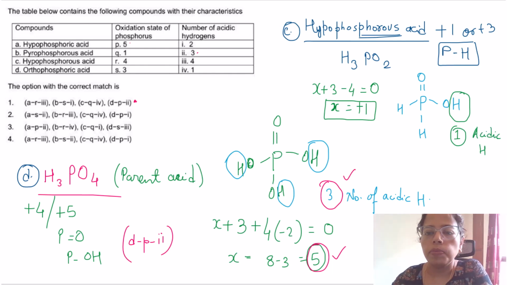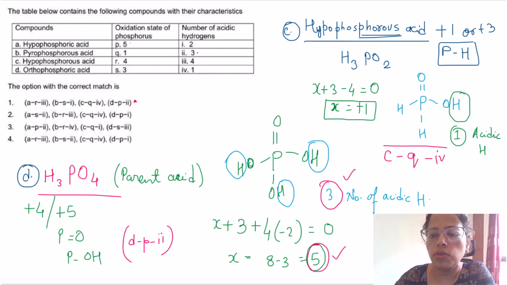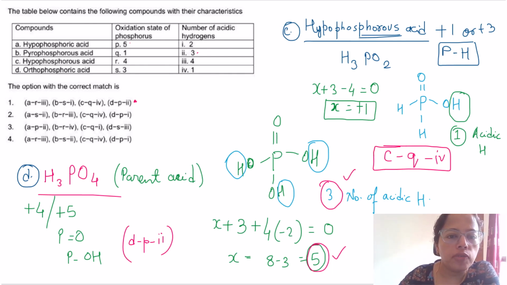So our option C should have oxidation state +1, that is C should correspond to Q, and the number of acidic hydrogens is also 1, so it should correspond to 4. So CQ4 should be the option for C. Now let's see if option 1 has CQ4. Yes, option 1 has CQ4.